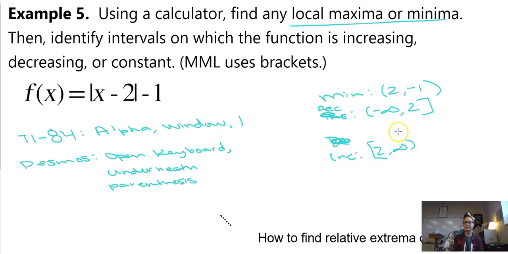This is actually a point of mathematical debate right now. I disagree that you can be decreasing and increasing at a singular point. On the AP exam, they'll take either brackets or parentheses because it is a matter of debate, but my MATLAB wants brackets there. So just FYI, make sure you're doing brackets on increasing and decreasing. Was there a constant? Nowhere did we have a horizontal line, so there were no constants for this particular graph.